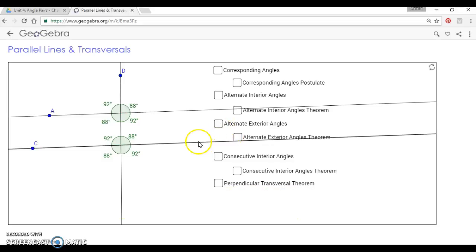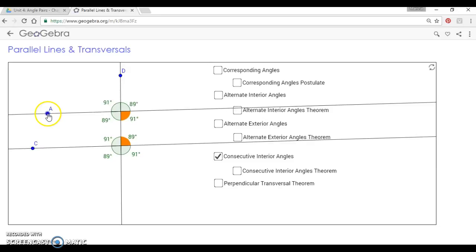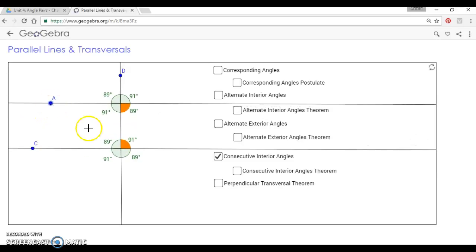Okay, the last pair of angles that we talked about yesterday were the consecutive interior angles. You'll recall by definition that consecutive interiors are also known as same side interiors. So the word interior tells us that these two angles lie between the lines, in this case between our two parallel lines, and on the same side of the transversal. And in this case we can see that these are not congruent like the other ones have been. An 89 and a 91.